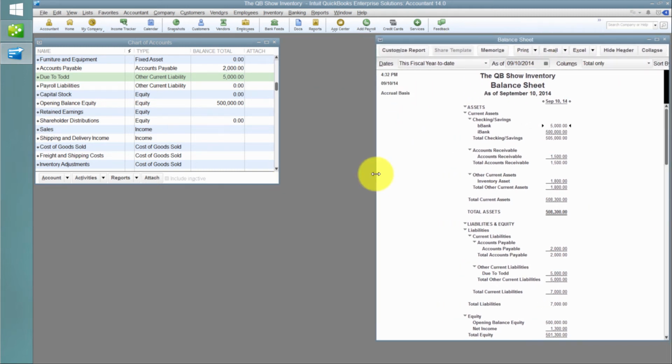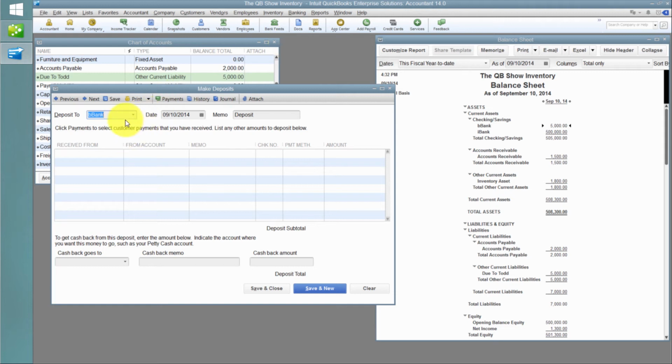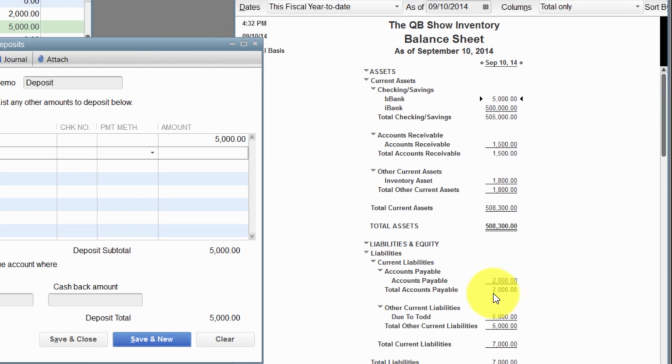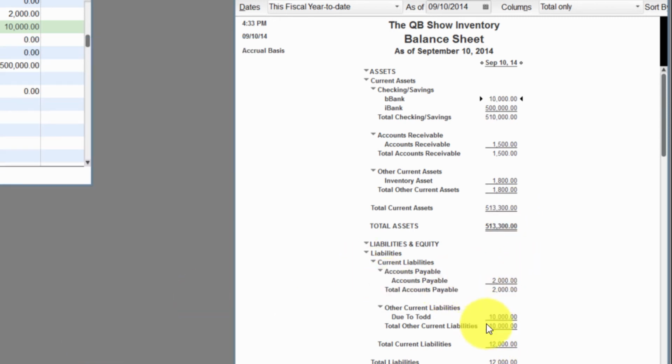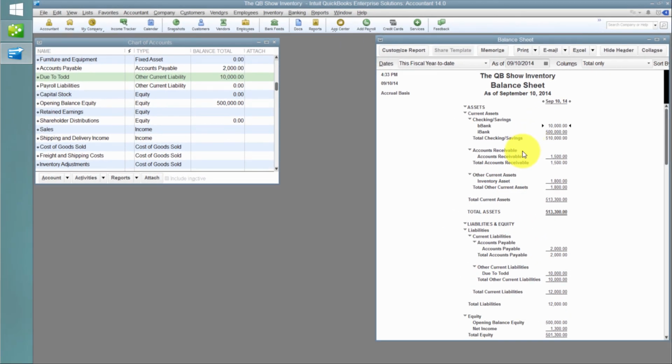So now we get another $5,000, she says, that went into the other business account. Well, that's easy. So banking, make deposits. That one's going right into B Bank. Also due to Todd, $5,000. So we're going to see B Bank go up to $10,000, and the due to Todd is going to go up to $10,000. Save and close. Sure enough, due to Todd is $10,000. B Bank now has $10,000 in it.